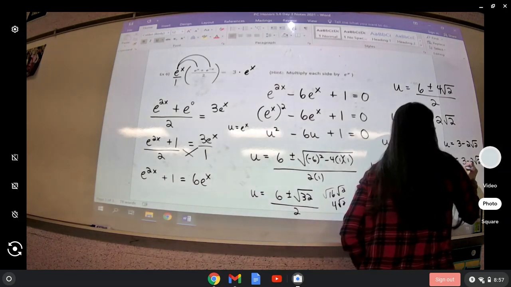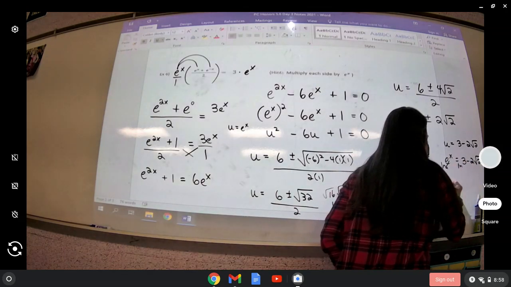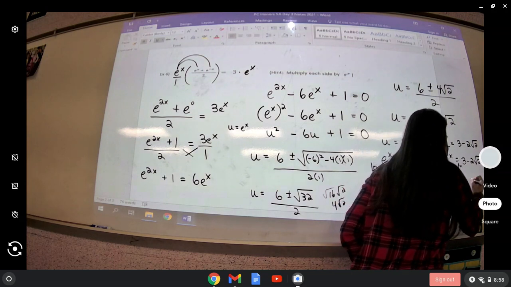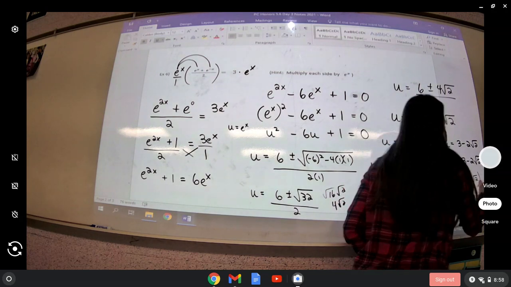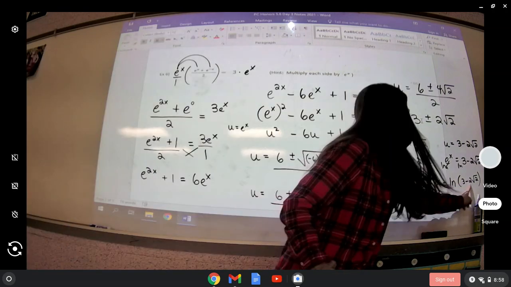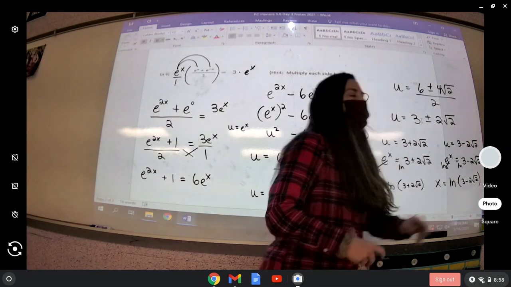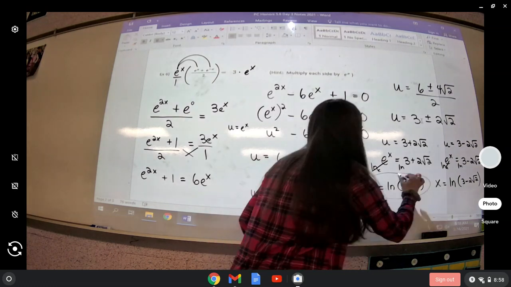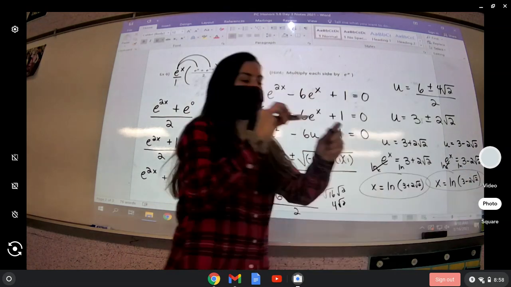All right, take the natural log of both sides. They cancel, and x is equal to the natural log of 3 minus 2 root 2. And I don't believe that's extraneous either. I thought I wrote it down. It's about 0.17. So that's perfectly acceptable as well. It's not 0 and it's not a negative number. And those are your two solutions.